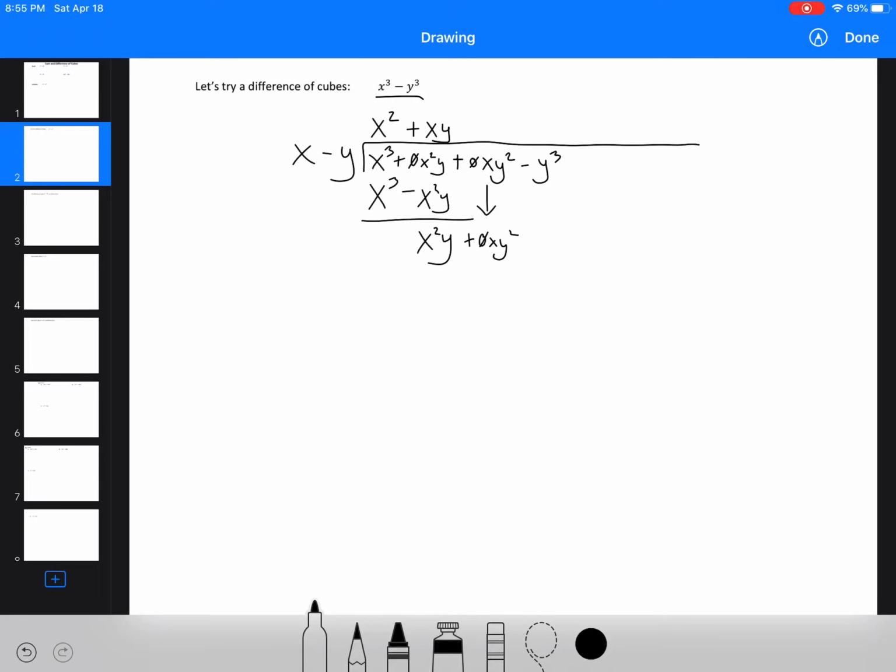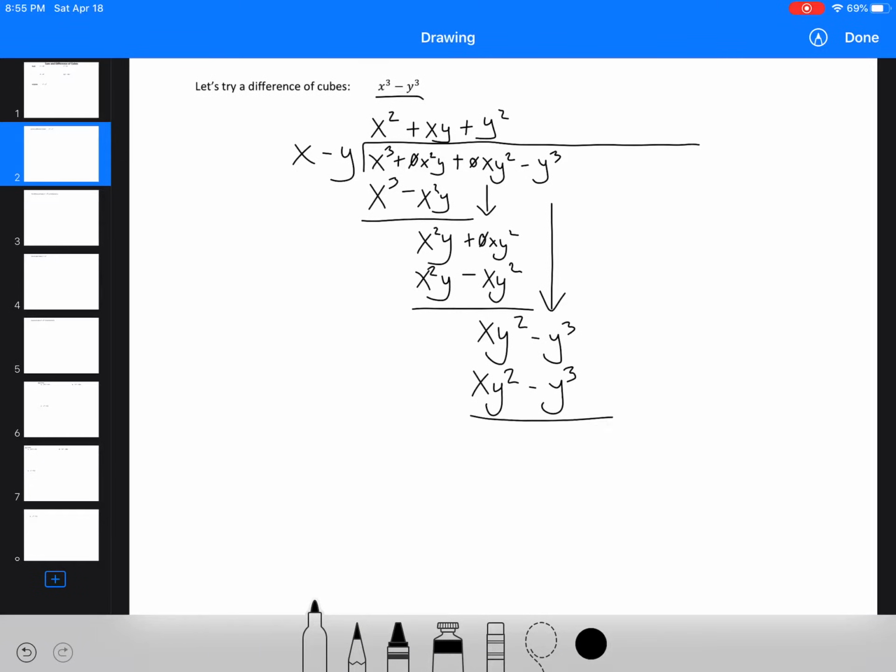Now we're multiplying, so plus, this time we have to multiply by xy. So we get x squared y minus xy squared. Here, again we've subtracted, so it's going to be a plus xy squared, and we're going to bring down y cubed. To get this value, we have to multiply by y squared. So that becomes xy squared minus y cubed, which is 0.